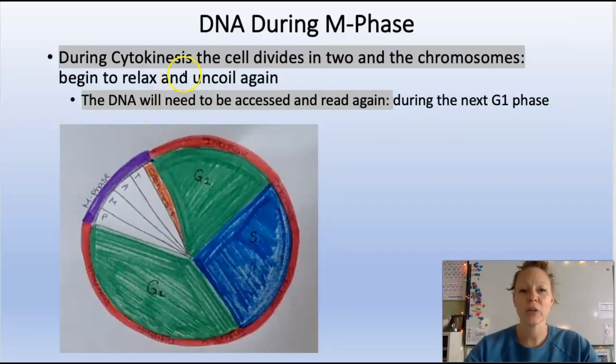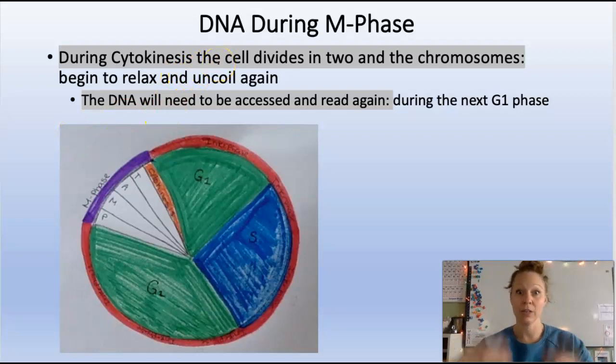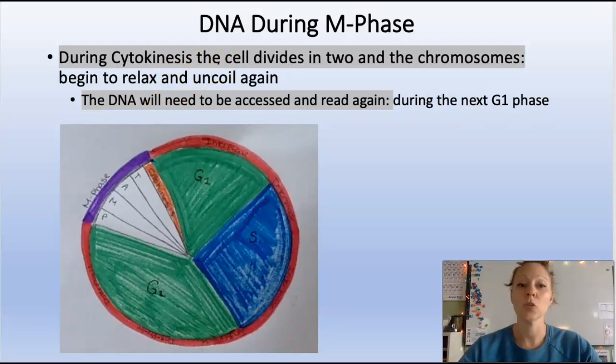So during cytokinesis, the cell actually divides into two, and the chromosomes begin to relax and uncoil again. They go back into that chromatin form that we saw at the beginning. And so right here, we started with one cell at the beginning of G1. We went through the entire cell cycle, and that one cell got bigger, and then it divided, and now we have two cells.